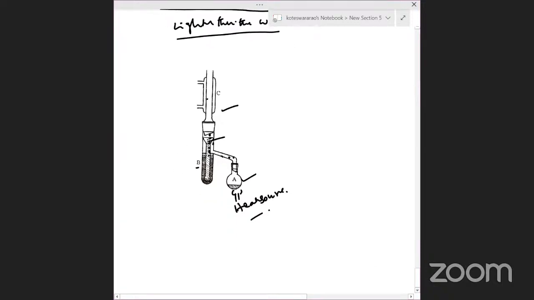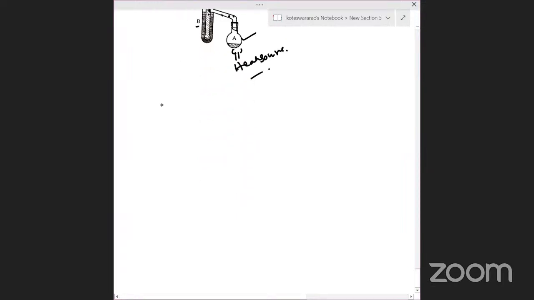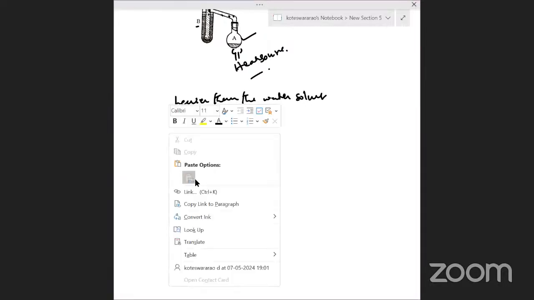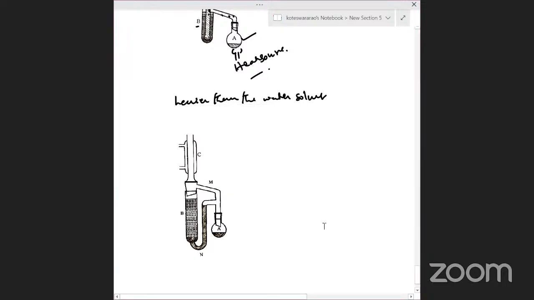Now, next, when the extracting solvent is heavier, or denser, than the water sample. In such case, we are going to use a special setup. This is the setup we are going to use. In this setup, what's happening?